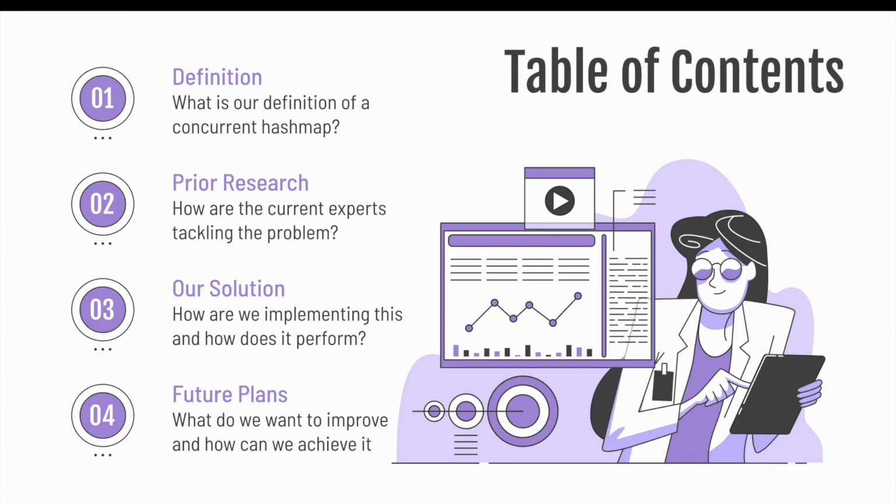Let's talk structure. Before we go into any details, we need to nail down how we define a concurrent hash map. Then, once we have our definition locked in, we'll move to our current accepted research in the field. And then, we'll move into our specific implementation and cover everything from usage to benchmark tests. And then finally, we'll wrap things up with our future plans and improvements for our project.